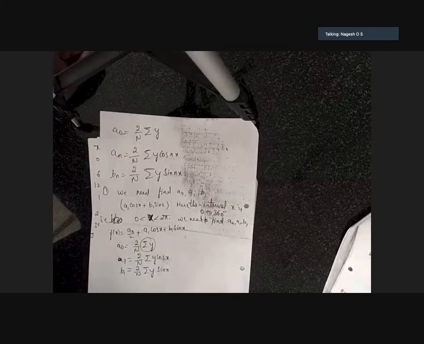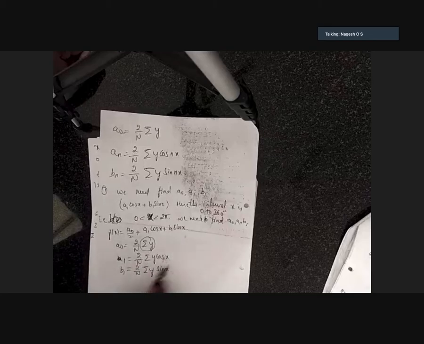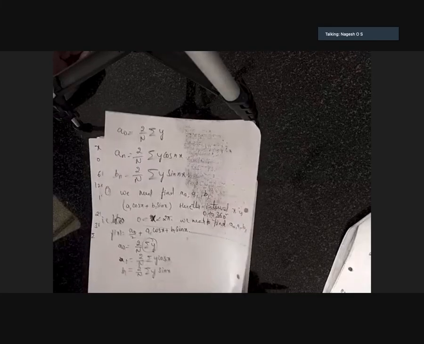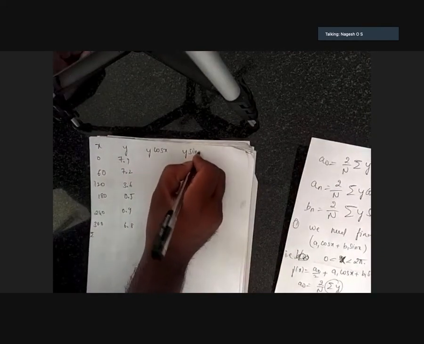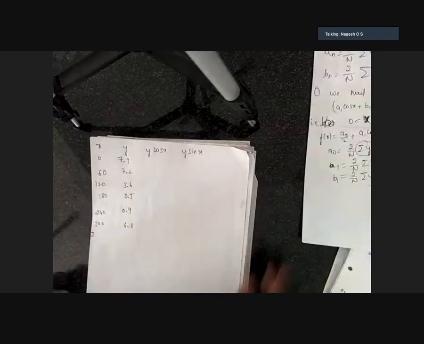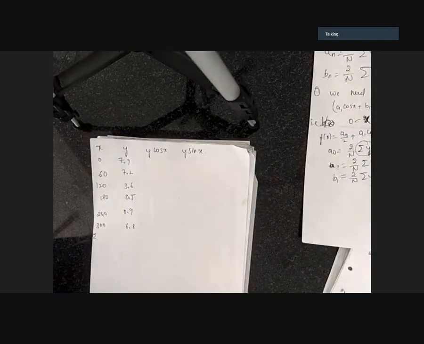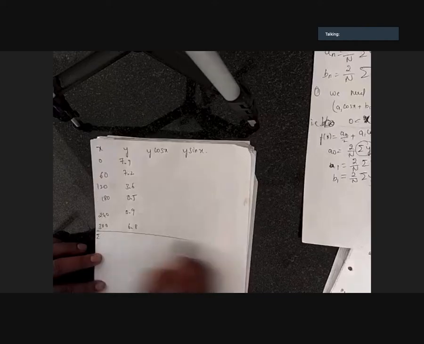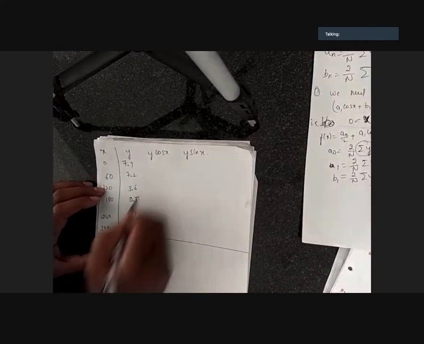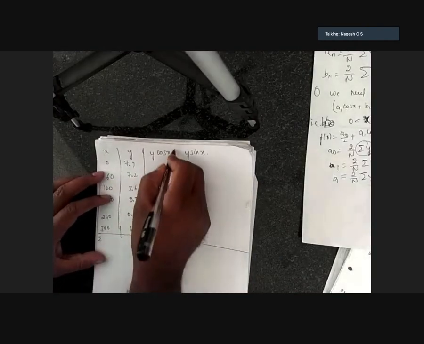What we need: summation y, summation y cos x, summation y sin x. So I will write y cos x, y sin x. Okay, we need y cos x, y sin x. Write this table, write neatly.